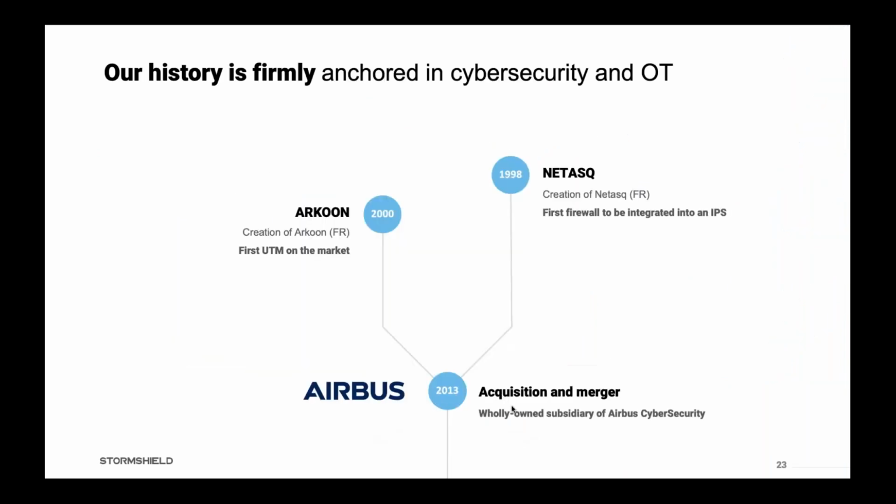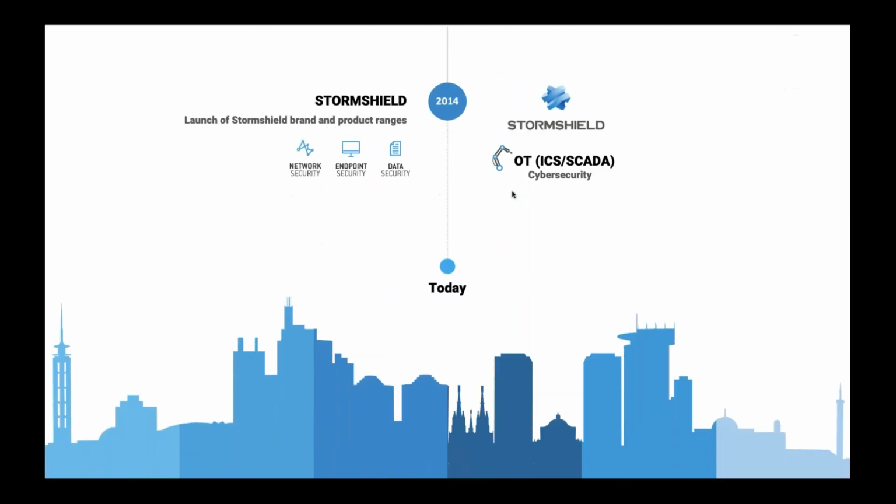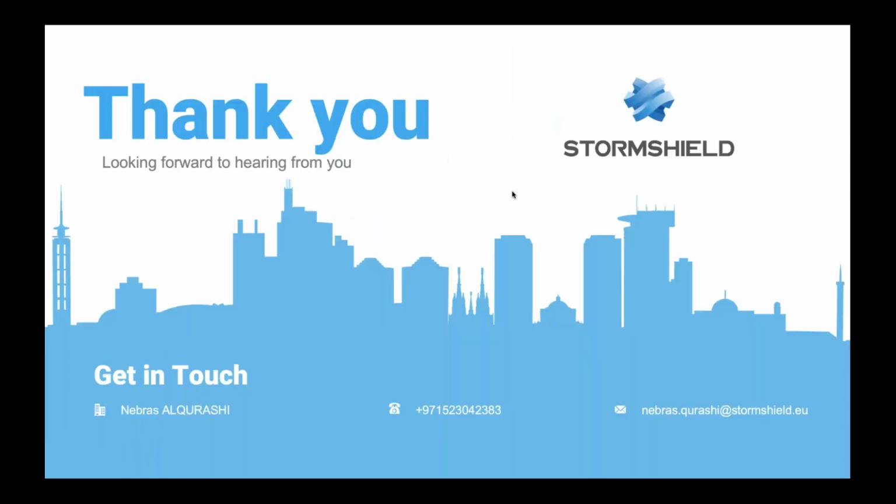Finally, before taking the questions, I just wanted to highlight that Stormshield is a company that originally came from two French companies, Netasq, which was founded in 1998, and Arkoon in the year 2000. Both have been acquired by Airbus in the year 2013 and became a wholly owned subsidiary of Airbus Cybersecurity. And in 2014, we launched the new brand name Stormshield, which is providing products for network, endpoint, and data security and OT cybersecurity.